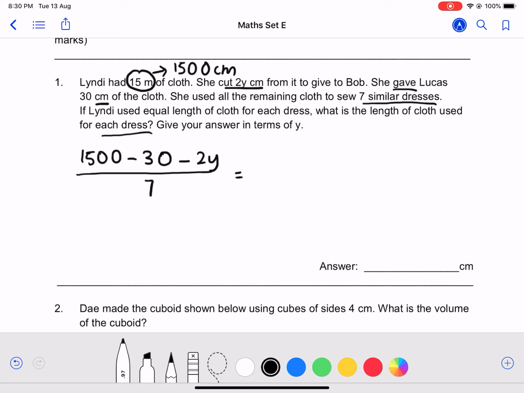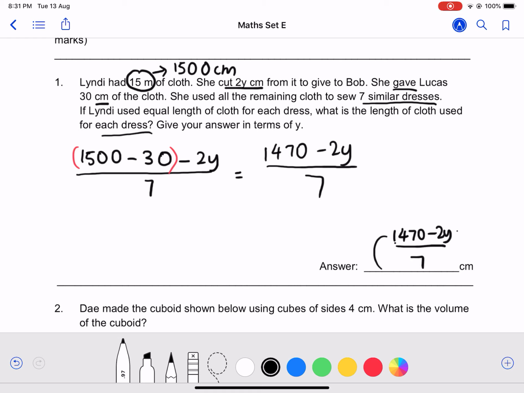Alright, now the thing about algebra is you will need to simplify it. So those that can be simplified, you simplify. Whole numbers 1500 and 30, I'm sorry, will give you 1470 minus 2y. 2y remains because there's an algebra inside, you cannot subtract from it, over 7. Alright, so because it's a word problem, anything with word problems, we will bracket it up, and you get your answer as this.